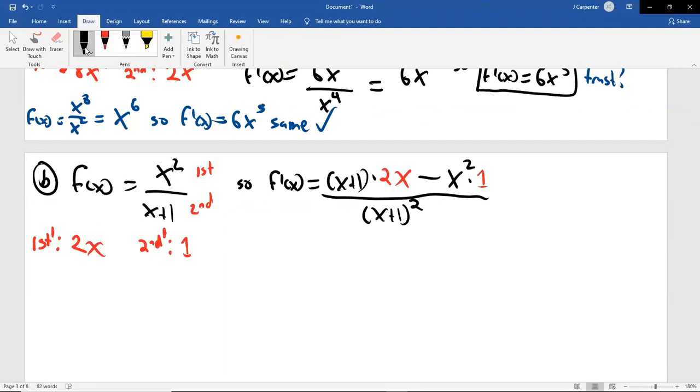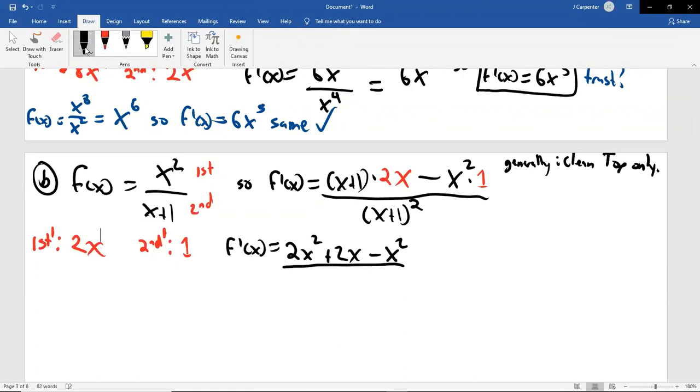Now, what we will generally do, we clean up the top only. Generally, I'm not saying there aren't problems where we don't do something with the bottom. That's just usually what we focus on. So we get f prime of x equals. The 2x can be distributed to the x and the 1, so 2x times x is 2x squared. Then 2x times 1 is a plus 2x. Then we have a minus 1 times x squared, which is just minus x squared, all over the bottom, which is x plus 1 squared.